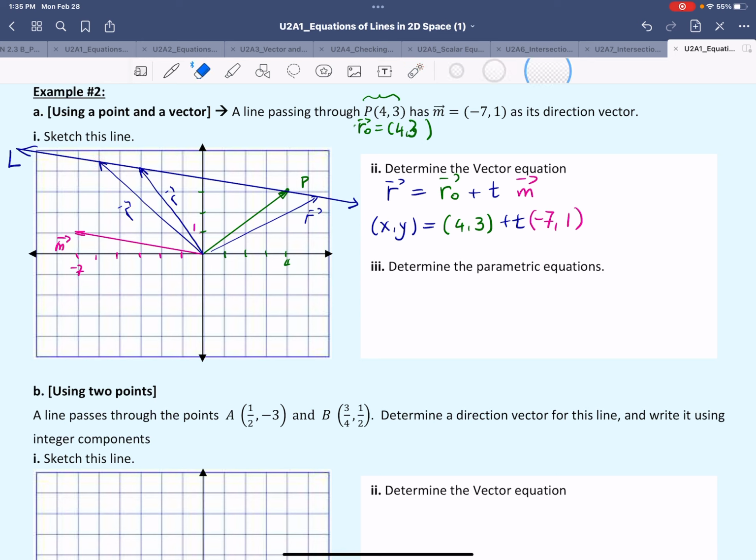Moving on to the next part of the question, we have to find the parametric equations. So x equals 4 minus 7t and y equals 3 plus 1t, and that is simply by identifying the coordinates according to the equations given.